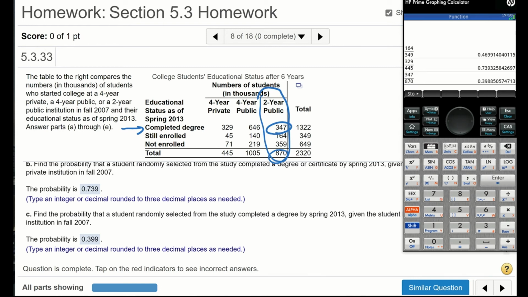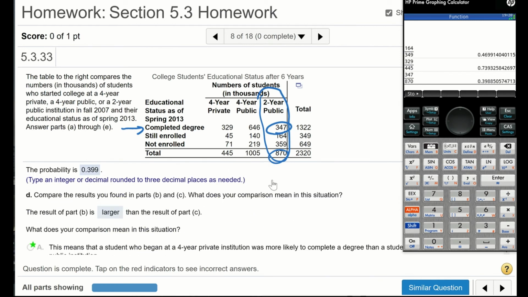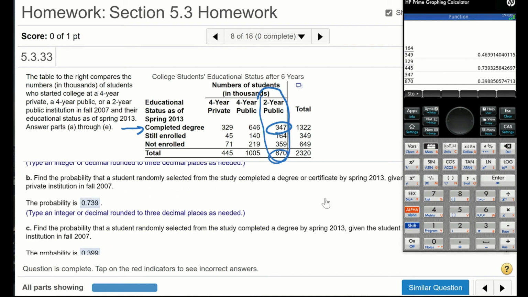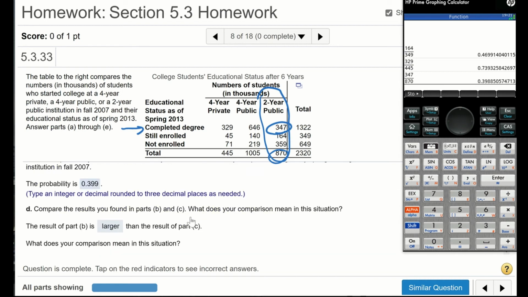And when we round it to 3 decimal places, we get 0.399, as we can see here. All right, so of course, when you compare these two results, the one from the group that started out at a 4-year private institution is higher than the group that started at a 2-year public institution.